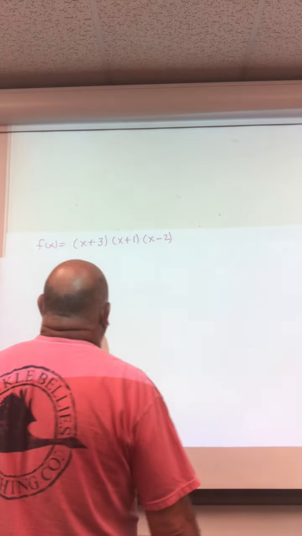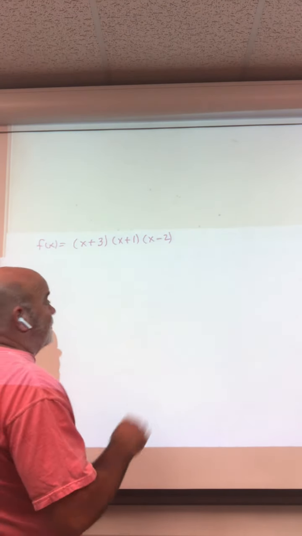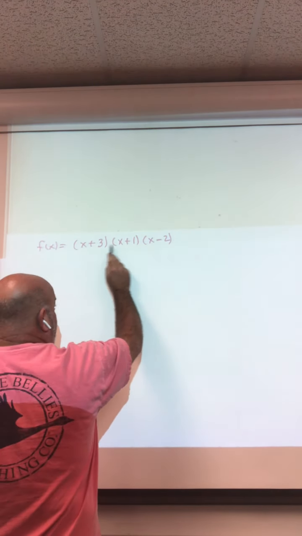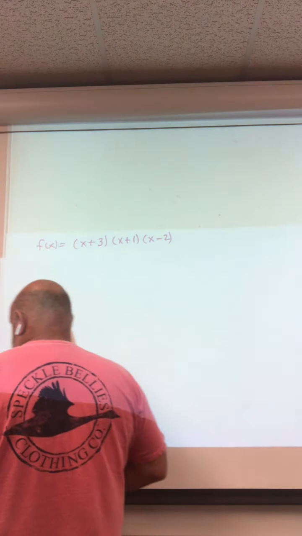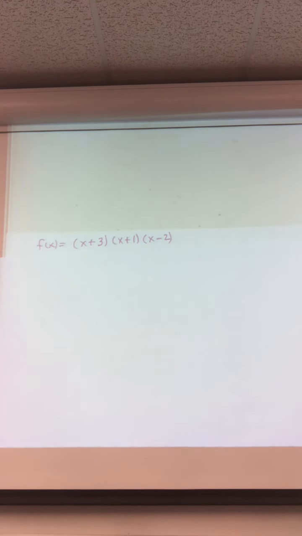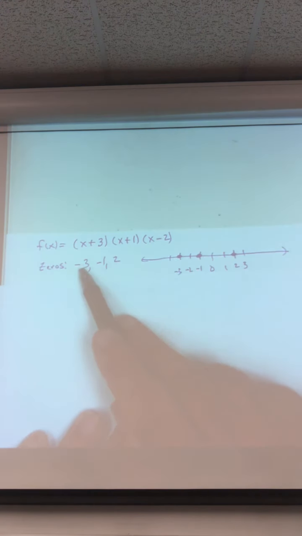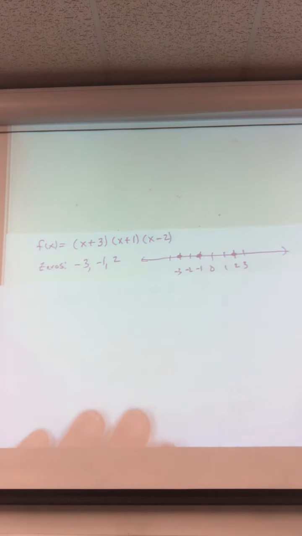All right. Now let's get the 3 zeros. Negative 3, negative 1, and positive 2. That's easy to do because this polynomial is in factored form. So the 3 zeros are negative 3, negative 1, and positive 2. Now, here's the problem.